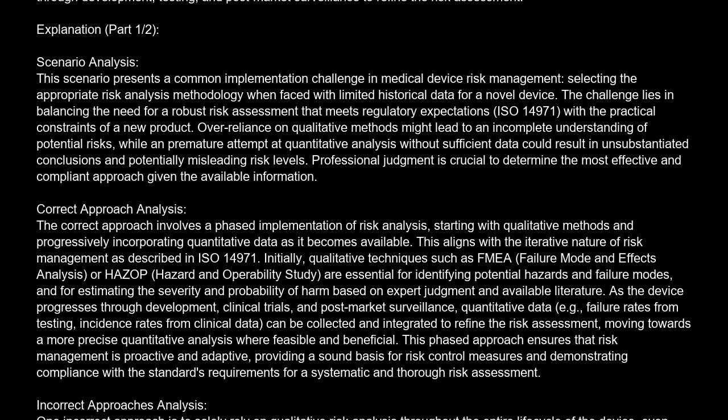This phased approach ensures that risk management is proactive and adaptive, providing a sound basis for risk control measures and demonstrating compliance with the standard's requirements for a systematic and thorough risk assessment.